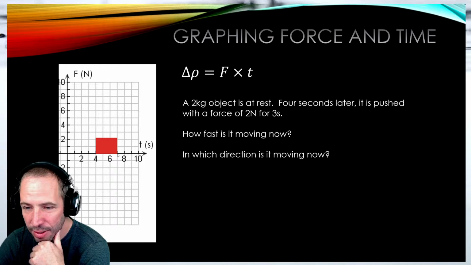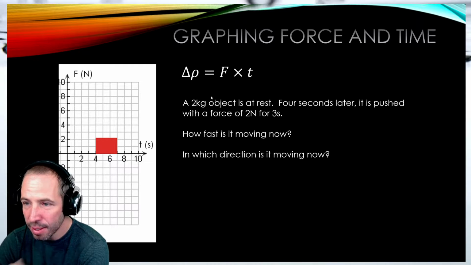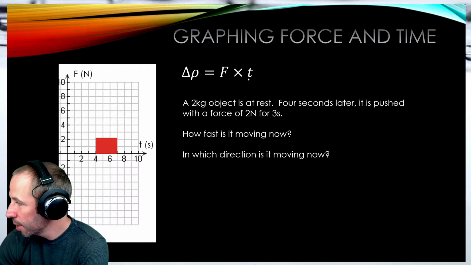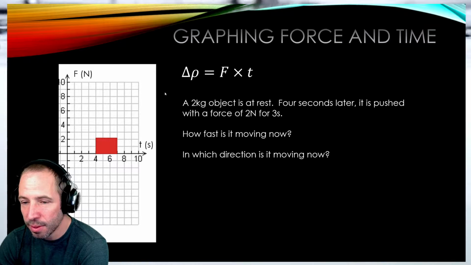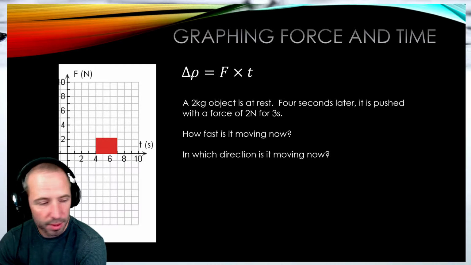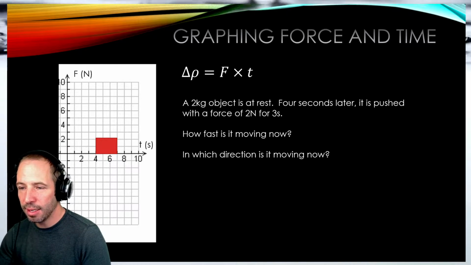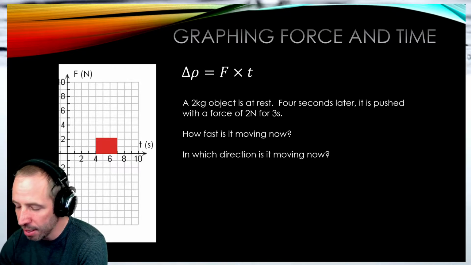So the change in time was from 4 to 7. That's a 3-second wide event, and it's a 2 Newton tall event. I'm looking at the area of this on a force-time graph. The area of this, force times time, is impulse. So width is 3, height is 2, impulse is 6. That's really cool. On these force graphs, you can identify the impulse immediately.